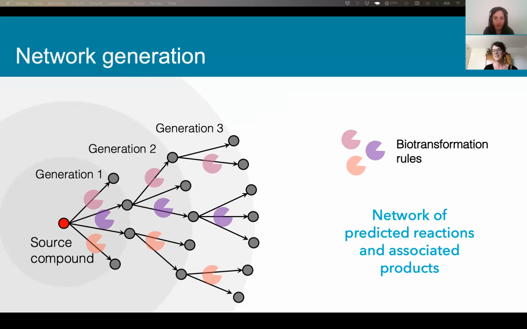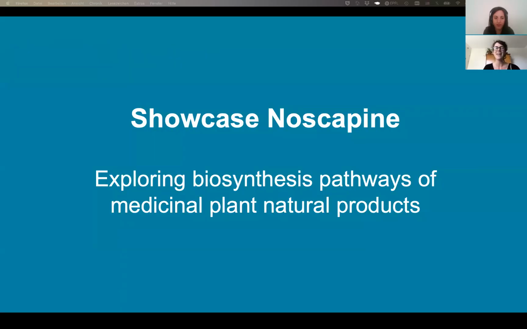Now this was probably all quite theoretical. And this is why I'm now going to show you the showcase of noscapine. In this project, we explore the biosynthesis pathway of this compound called noscapine. And we used BNICE for that.